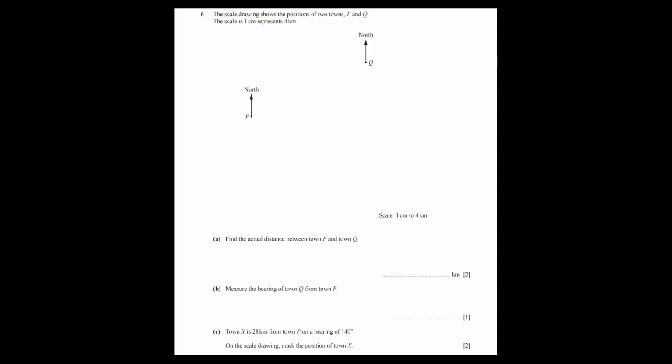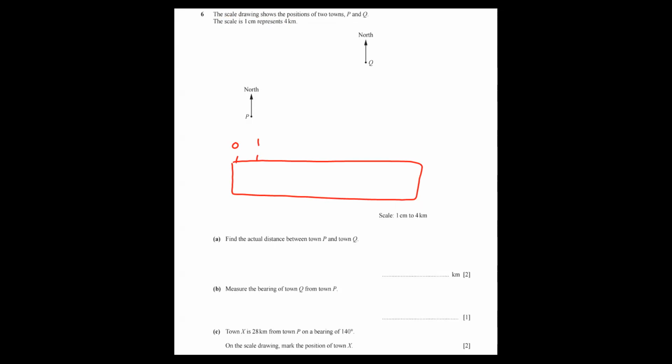Yes, we have question number 6 now. And what is question 6? The scale drawing shows the positions of two towns P and Q, and the scale represents 1 centimeter to 4 kilometers. Like, if we have a scale and this is 0, and there's 1 centimeter, then 1 centimeter represents 4 kilometers in real life. On the paper, 1 centimeter represents 4 kilometers.